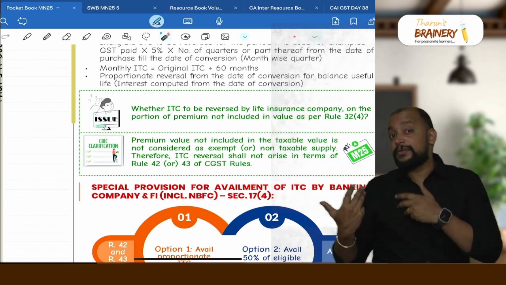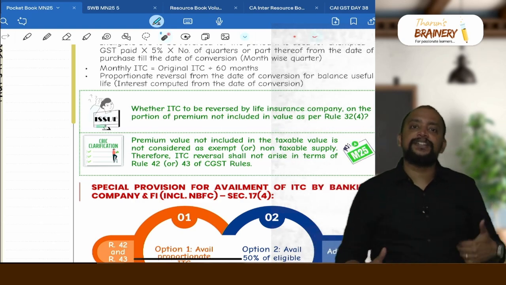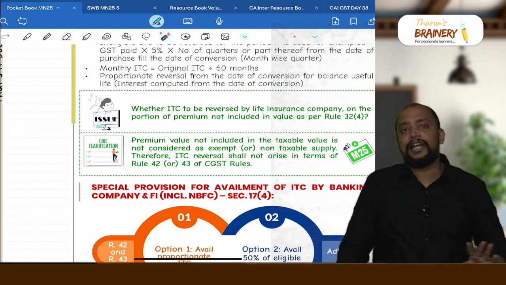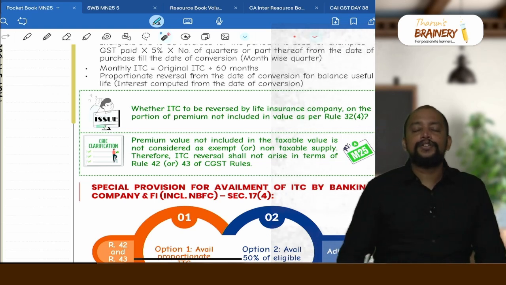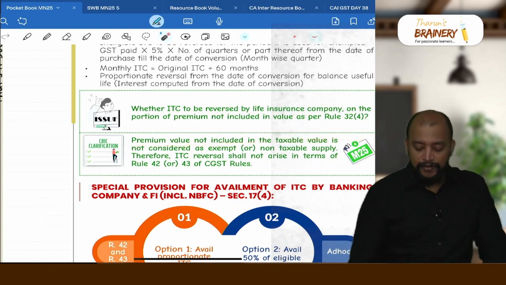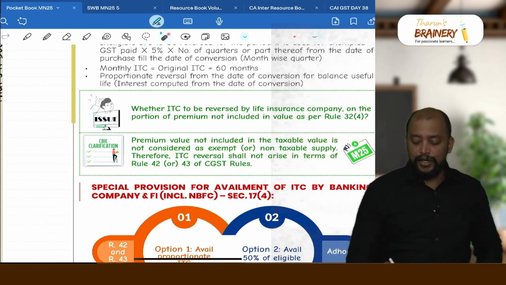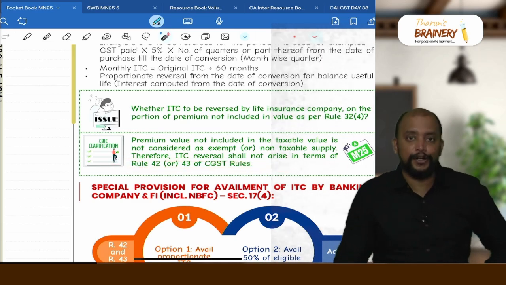So that remaining premium which is not taxed, should it be treated as exempted for the purpose of reversal of ITC by the insurance company? No, it is not like that. The value itself is the 25% or 12.5% component, so the remaining should not be considered as exempted. Premium value not included in the taxable value is not considered as exempted or non-taxable supply. Therefore, ITC reversal shall not arise in terms of Rule 42 or 43.